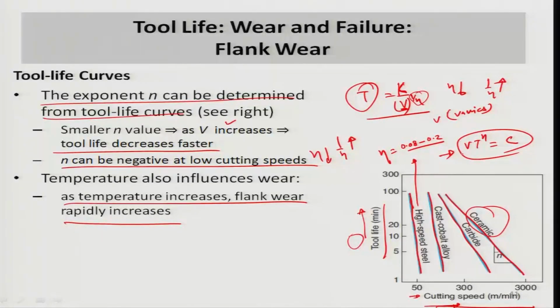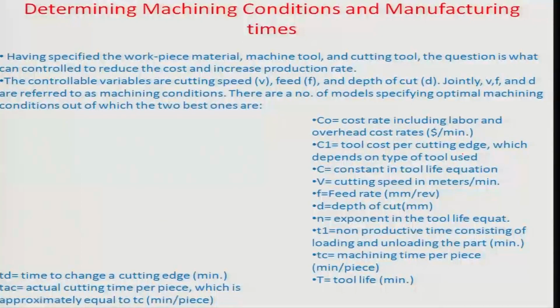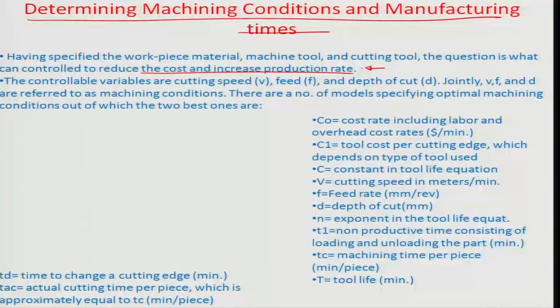So, there the optimization criteria which are followed are totally dependent on the tool life equation. And we would like to present one such case here, where we want to determine the machining conditions and manufacturing times, having specified the workpiece material, machine tool and cutting tool. The question is what can be controlled to reduce the cost and increase the production rate, and the controllable variables in this case are cutting speed V, the feed F, and the depth of cut D. Jointly, the cutting velocity, the cutting feed and depth are referred to as machining conditions.